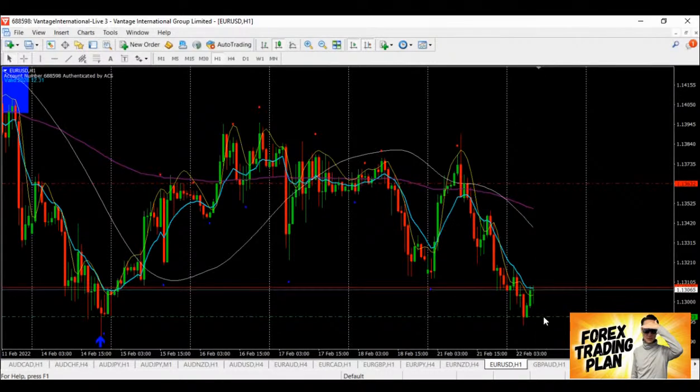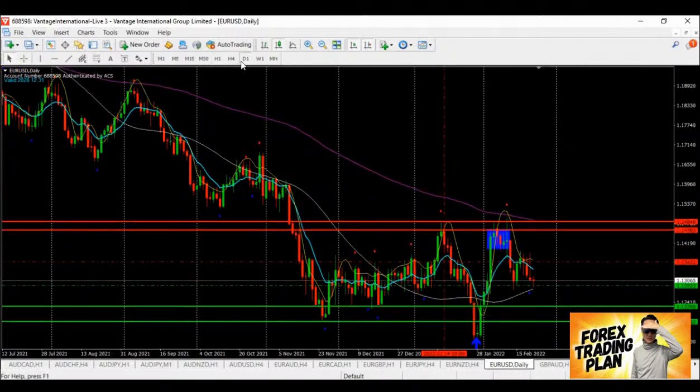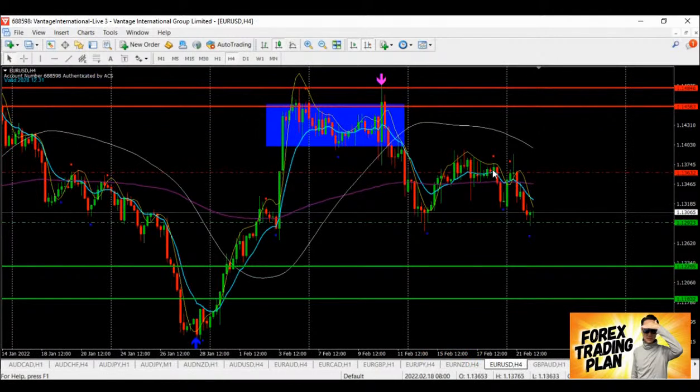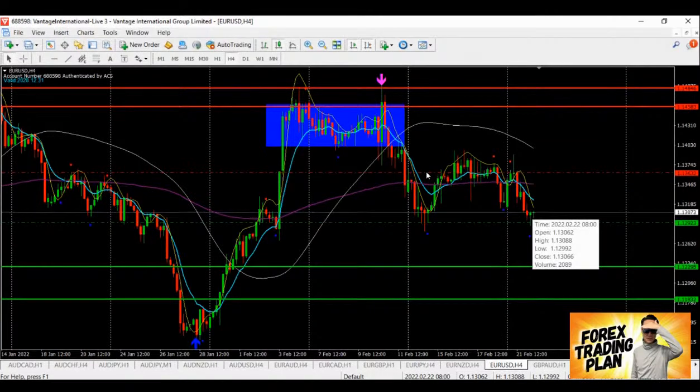So Euro Dollar, if I want to sell, I will prefer to sell it after it breaks the support level here. Otherwise it will go up all the way, then come down. So tentatively, right now over here, it's very likely it's going to break the support.